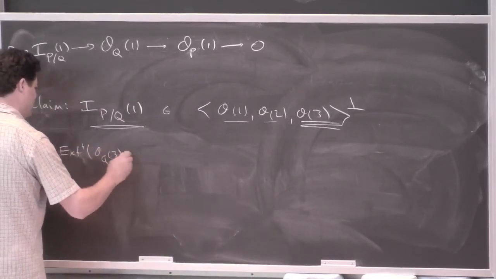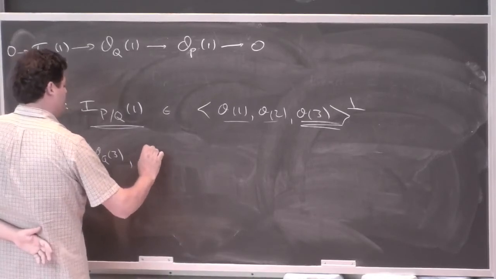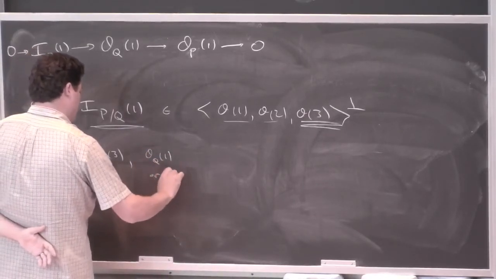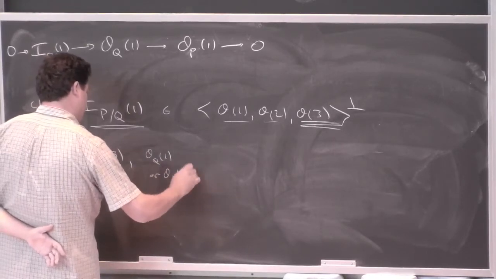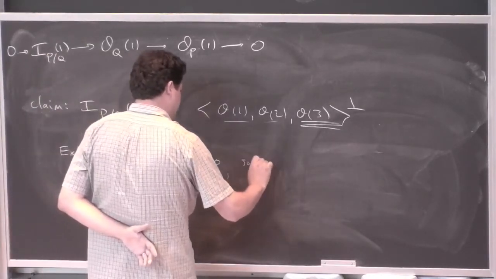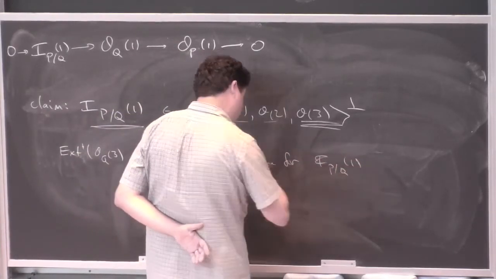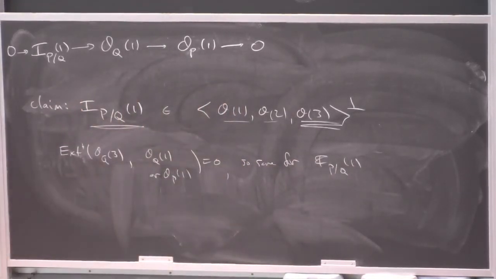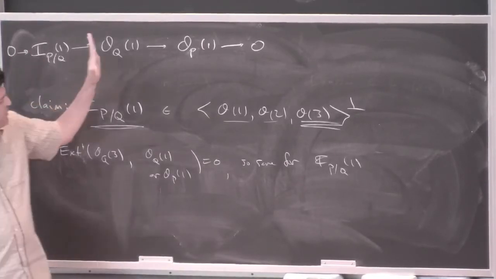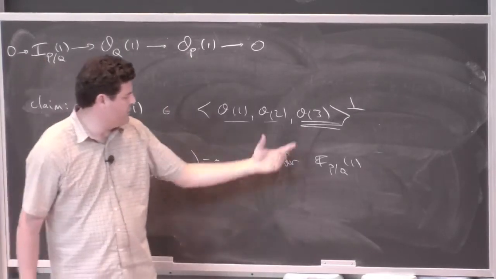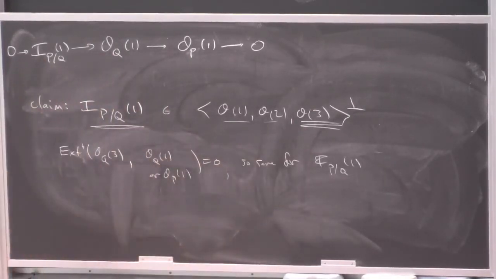Ext from OQ of 3 to OQ of 1 or OP of 1 equals 0. So the same for this cone, I. If you want, you can say this thing, well, up to a shift, this ideal sheaf is the cone of this morphism, and the orthogonal to O of 2 and O of 3 is closed under taking cones, because you have that long exact sequence. So if 2 of them were orthogonal, then the third one is orthogonal.